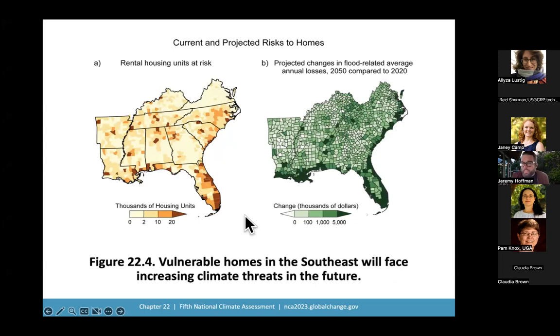Now, we also know that these damages are expected to, and potentially in the present day already, disproportionately impact those who cannot afford to adapt to those threats. So on the left, we see many of our sensitive housing types, like rental housing, are at risk from current weather-related and natural disasters. And in the future, most of the projected changes in flood-related losses are in coastal and lower income communities and communities of color throughout the Southeast.